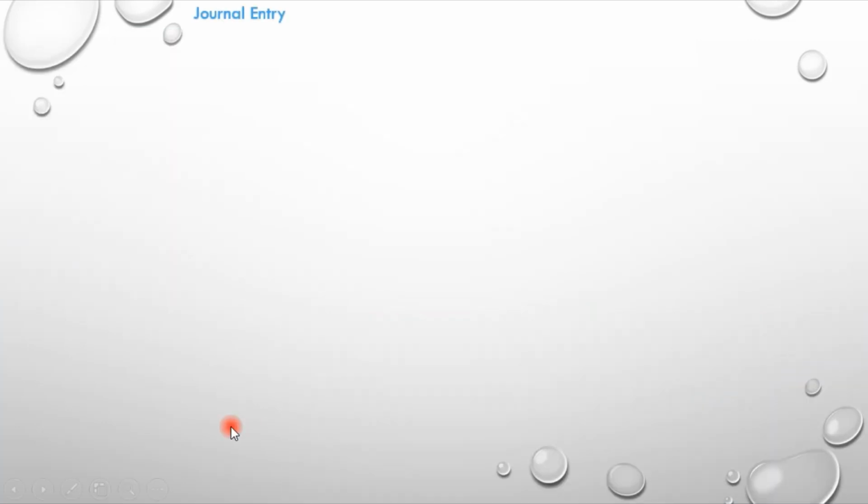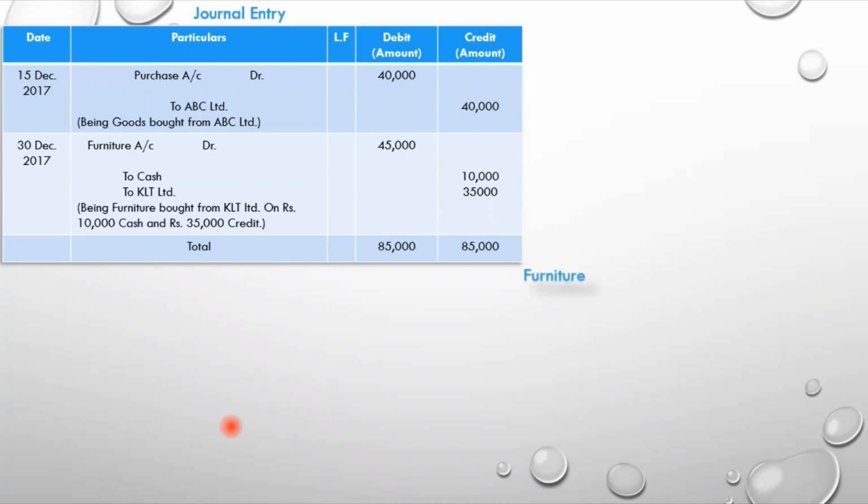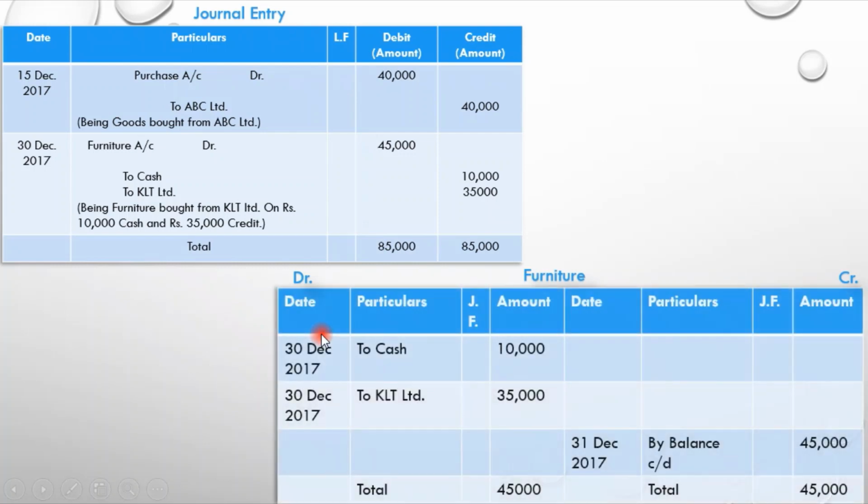The same way I'm going to prepare the furniture ledger account. So the debit side is on the left side and the credit side on the right side. So now here is the ledger. So the furniture account of 40,000 amount has been divided by cash 10,000 and KLT Limited 35,000 on the two sides. So "To" I will put here, to cash and KLT, on the same date of transactions that we have mentioned in the journal. So 30th December and 30th December.